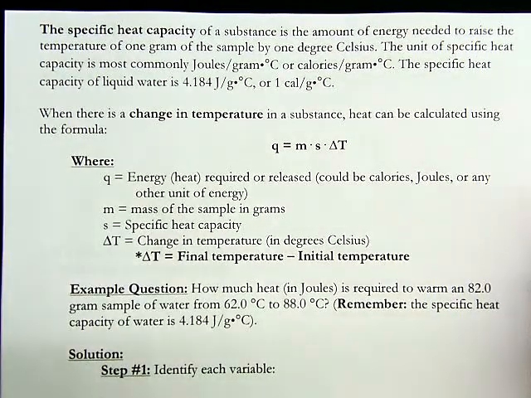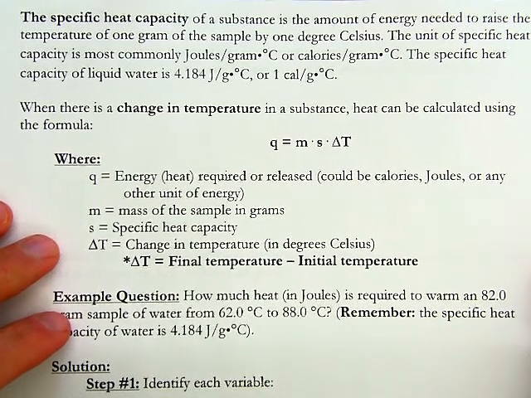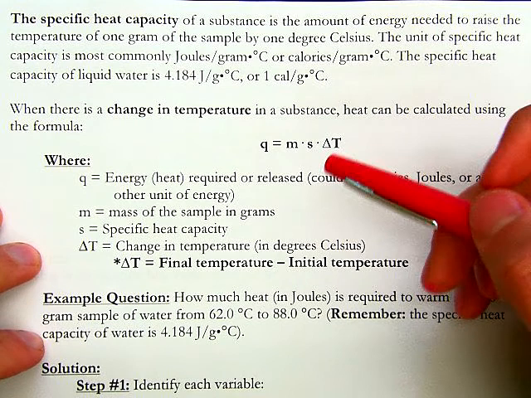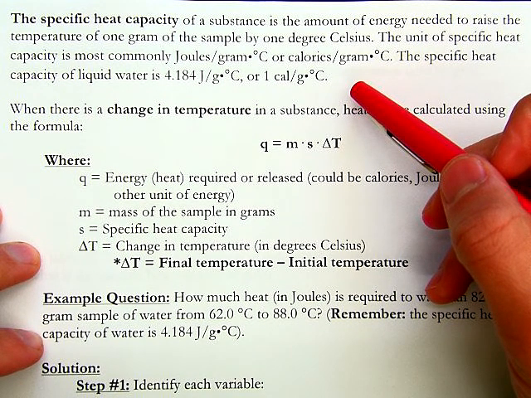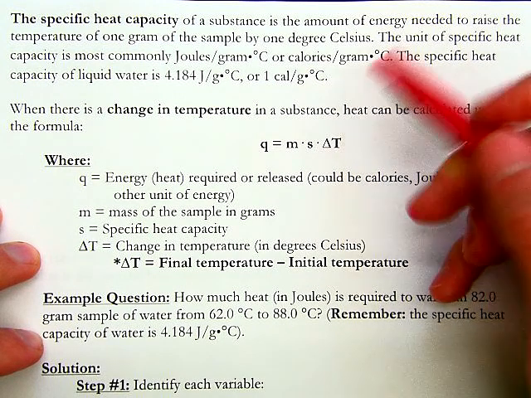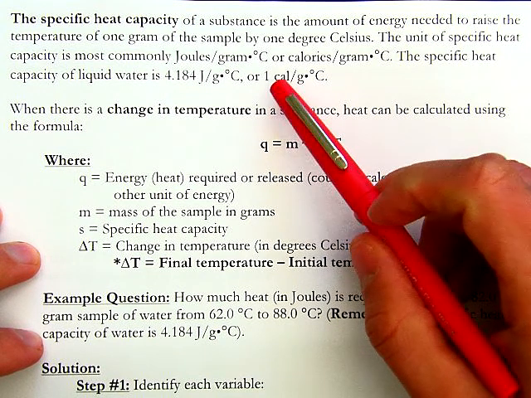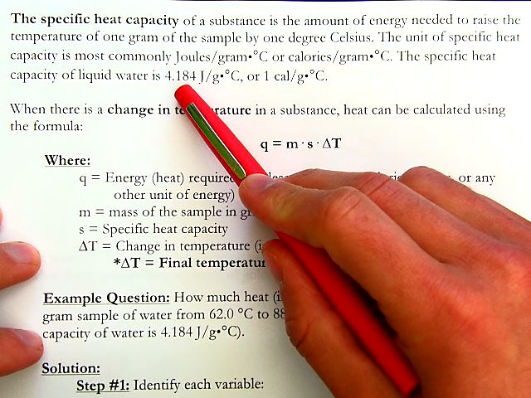So the specific heat capacity is the amount of energy that's required to raise the temperature of 1 gram of a substance by 1 degree Celsius. So if you had a gram of water, the amount of energy it would take to raise its temperature by 1 degree would be called its specific heat capacity, and that is 1 calorie. A calorie by definition is the amount of energy it takes to raise 1 gram of water by 1 degree Celsius. A calorie, with the lowercase c, is equal to 4.184 joules.